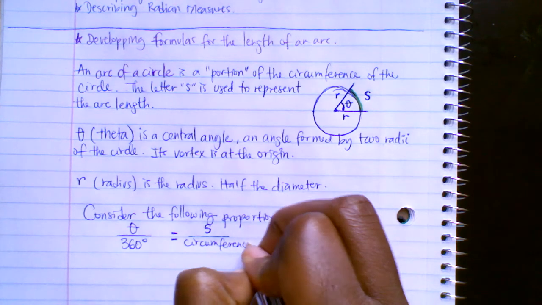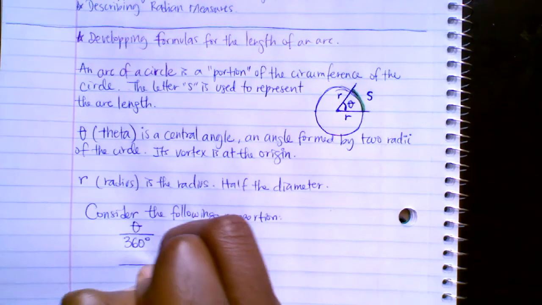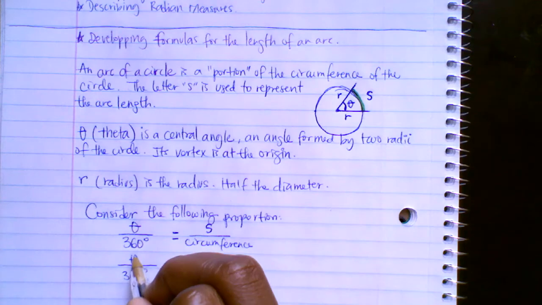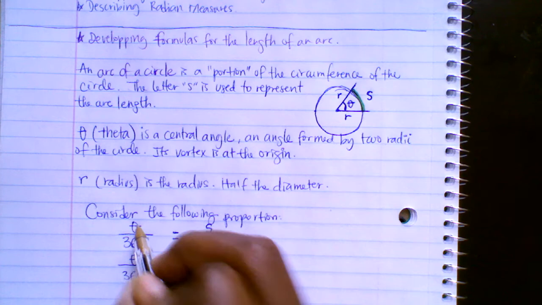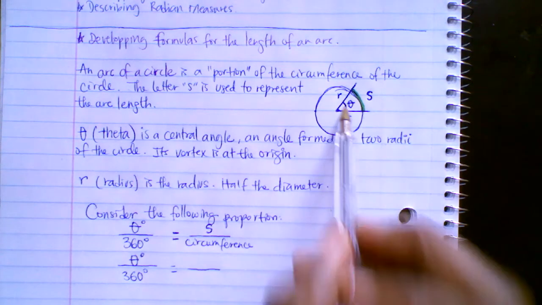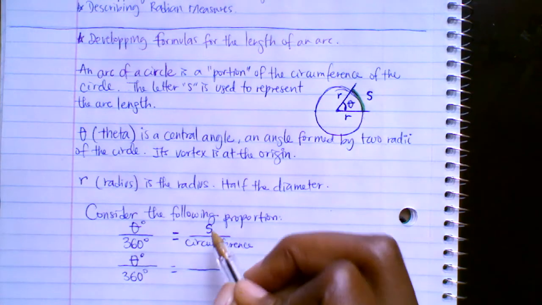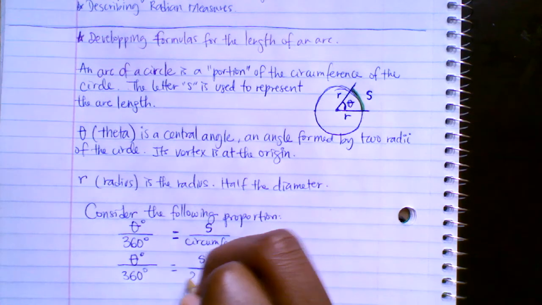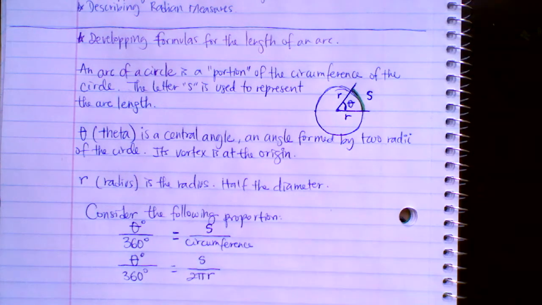And okay, what is the formula for the circumference of a circle? I'm going to put theta here because theta represents the degree. So theta is going to represent the measurement of the angle in degrees for now. S represents the arc length, and the formula for the circumference is 2 pi r, 2 times pi times the radius.